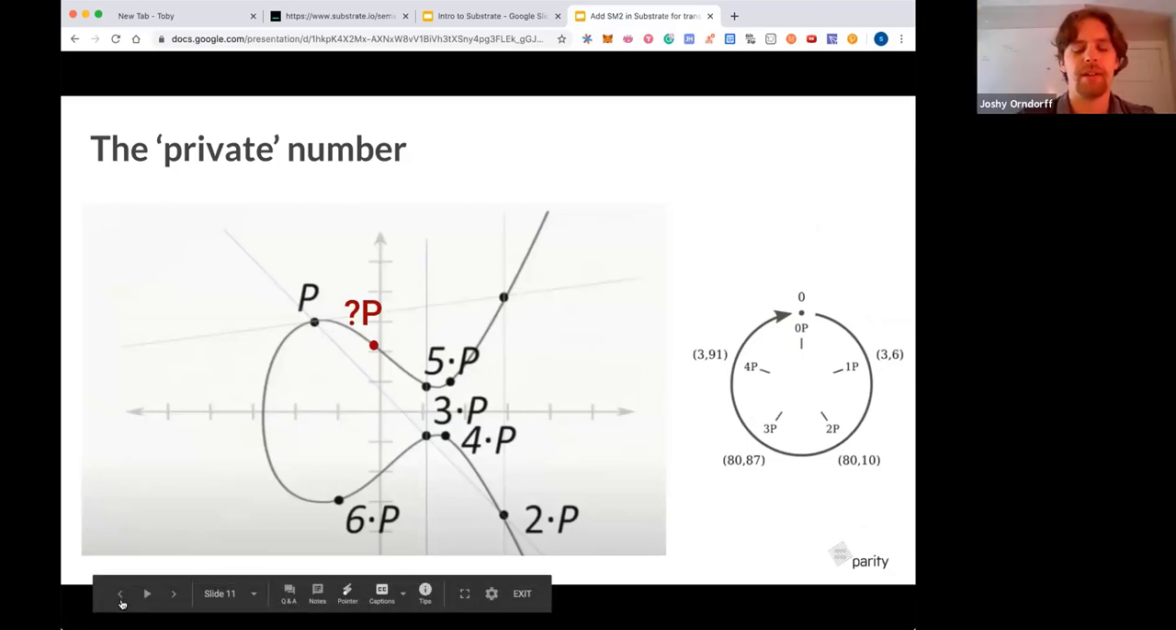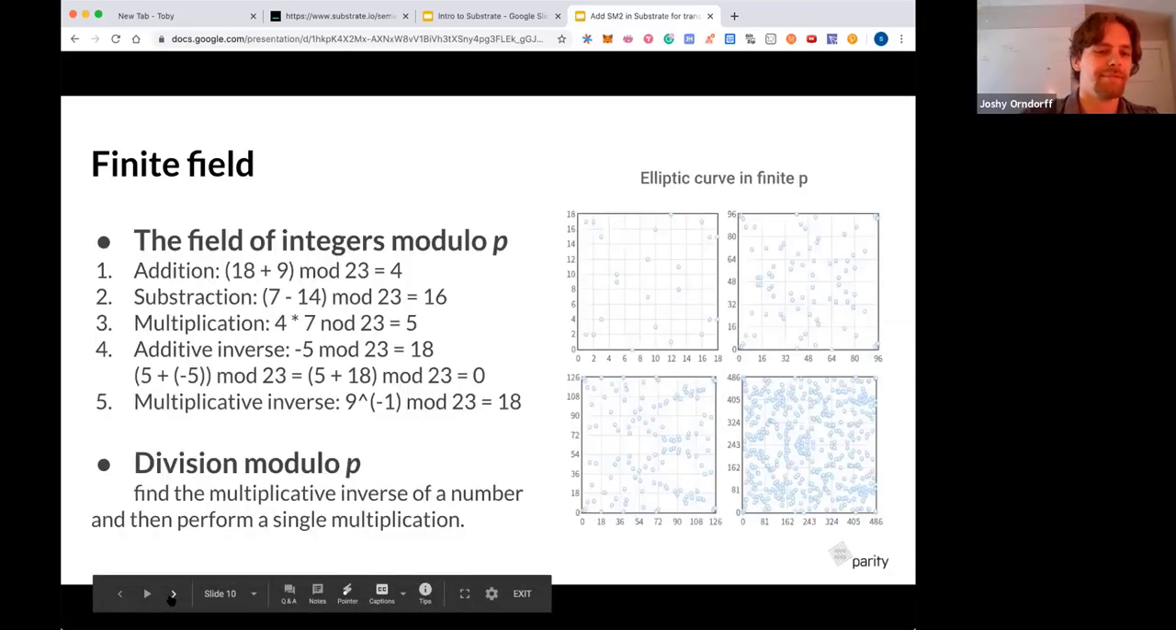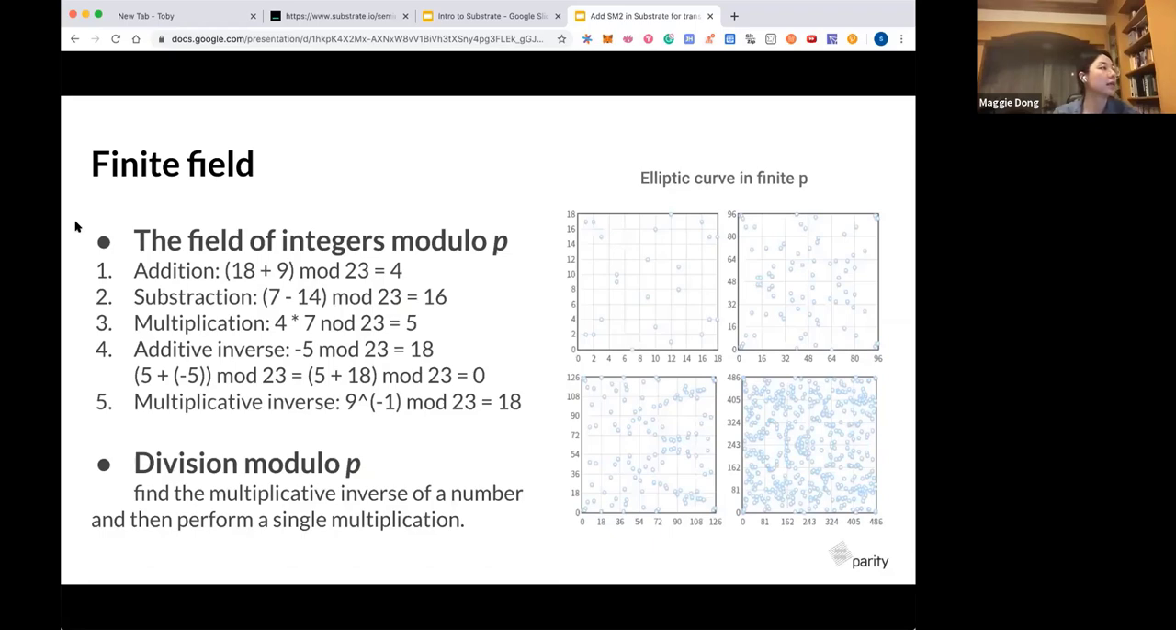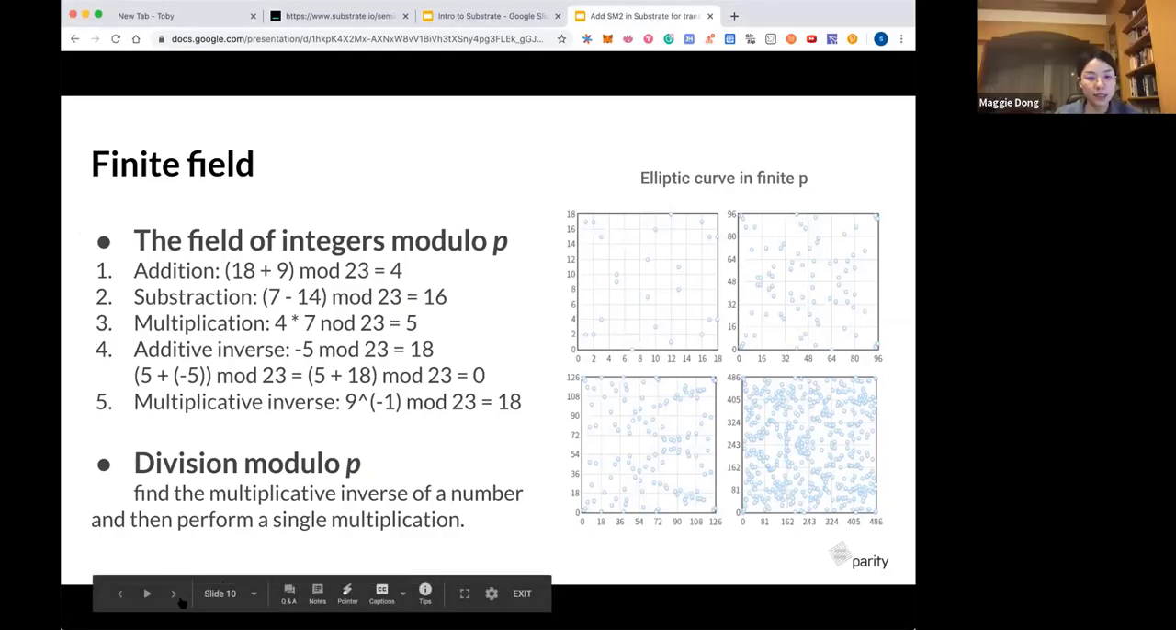Put an article in the chat for anyone who wants it. Oh, okay. Nice idea. It's there already, so anyone can find it. Yeah. Okay, cool.